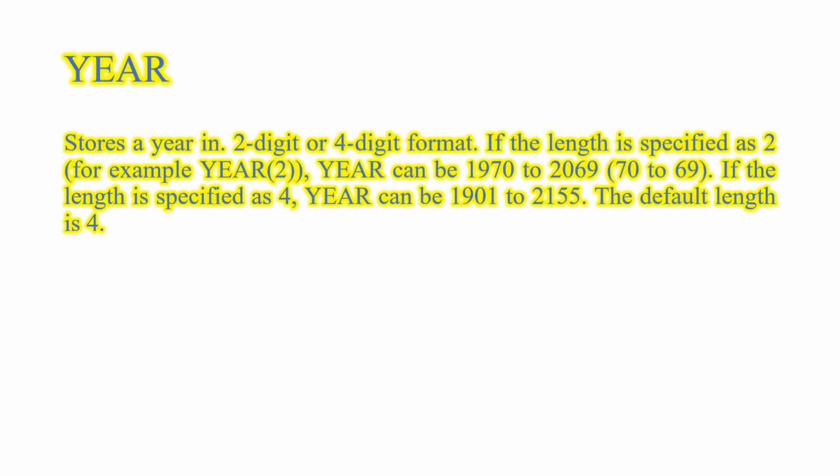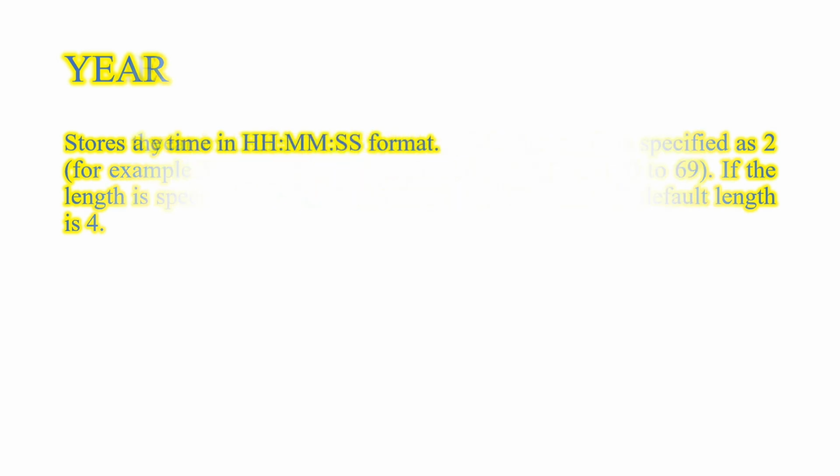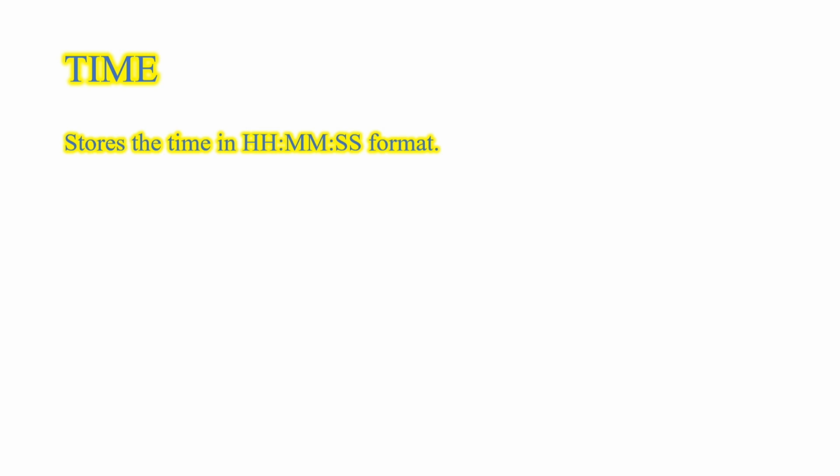Next is year. Stores a year in 2-digit or 4-digit format. If the length is specified as 2, for example year(2), the year can be 1970 to 2069 and represented as 70 to 69. If the length is specified as 4, the year can be 1901 to 2155. The default length is 4. Next is time. Stores the time in hour, minute, second format.